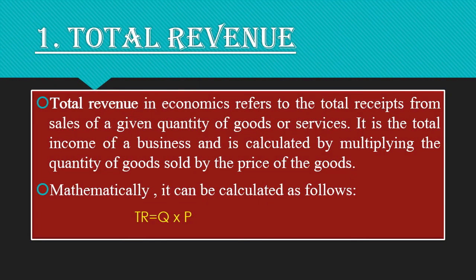Total revenue is very much similar to revenue. Total revenue in economics refers to the total receipt from sale of a given quantity of goods or services. It is the total income. We are just talking about how much the producer earned in totality by selling the goods in the market. It is also calculated by multiplying the quantity sold with the price prevailing in the market.